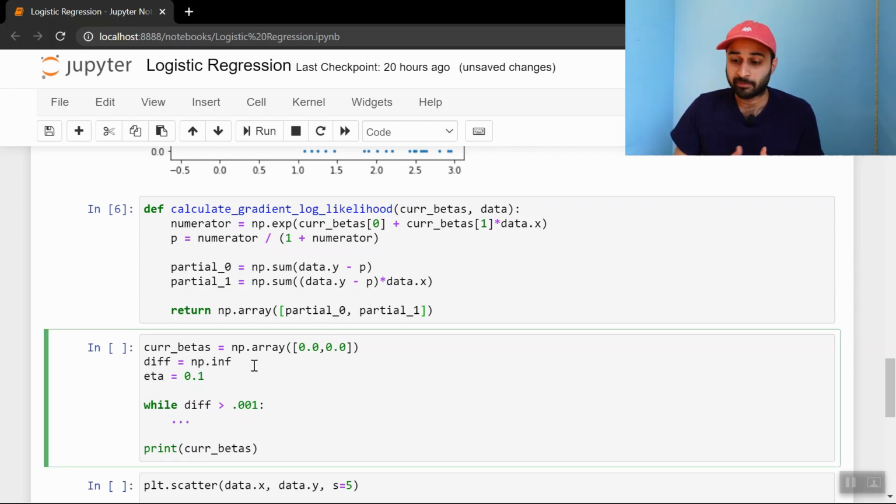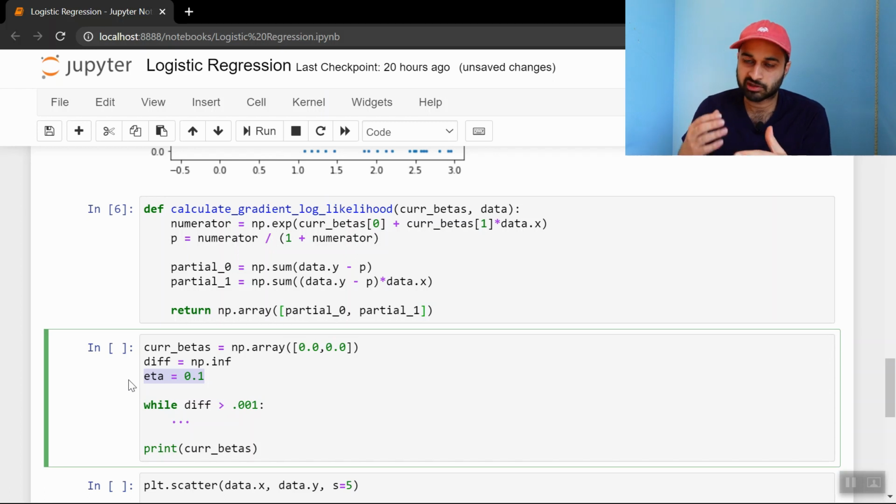diff is going to be the amount by which we update the current betas. So we're going to keep doing that while diff is big enough. If diff drops below a certain level, here I've set it as 0.001, then we're going to consider the algorithm finished because we're not updating our current betas by that much. So we're going to say it converged. And eta is going to be our learning rate. You can play around with the learning rate. The bigger it is, the larger steps you're going to take during this gradient ascent.